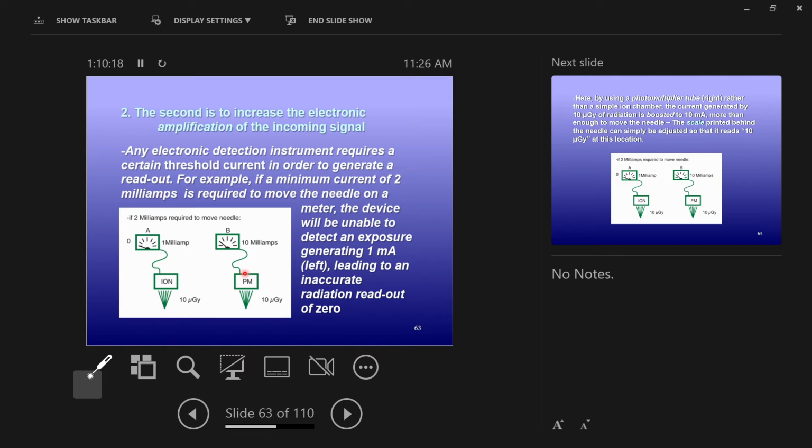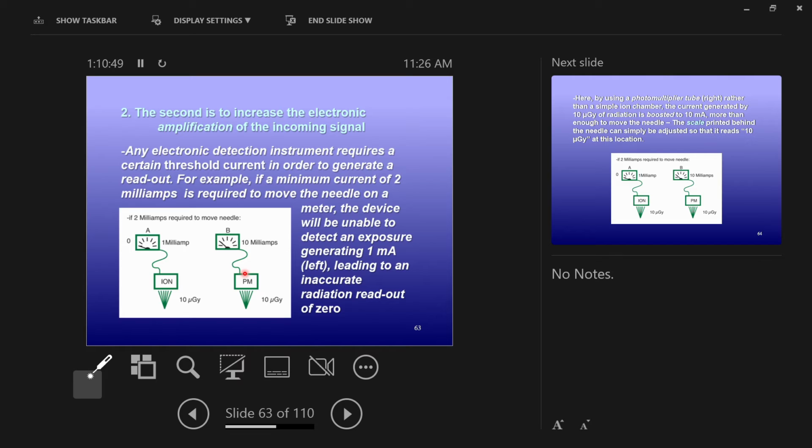So every device gets an amount of radiation and it amplifies the signal to make an electric current to move the needle. If the device has a larger amplification, then it's more sensitive. But importantly, the more the amplification is, the less accurate the meter will be. So you can be more sensitive, but be less accurate at the same time, which is, you have to kind of balance those two things.